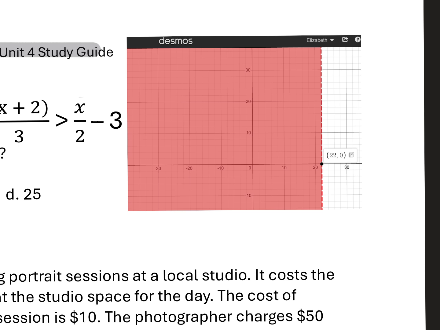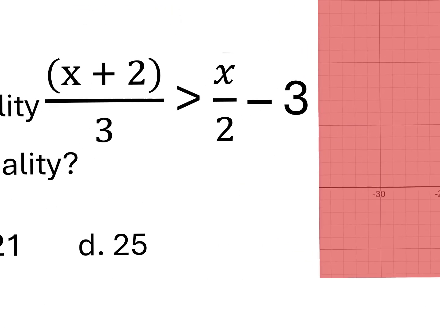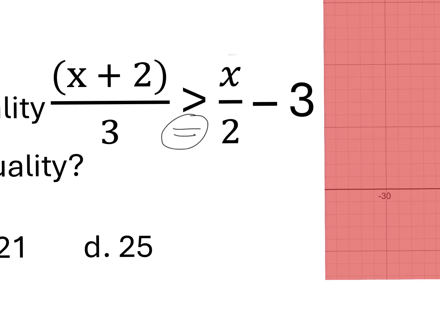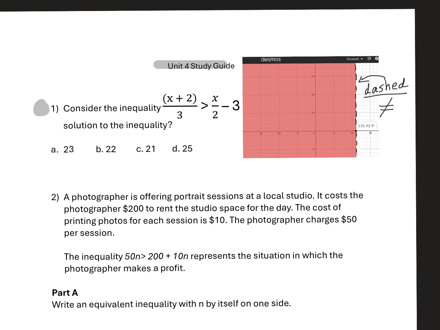First of all, if you look at the line right here, you'll see that the line is a dashed line, which means no equal to. We can verify that when we look at our inequality, because there is no equal to underneath our inequality symbol. If there were, there would be a line right underneath the inequality symbol. But since we don't have one, that means no equal to.